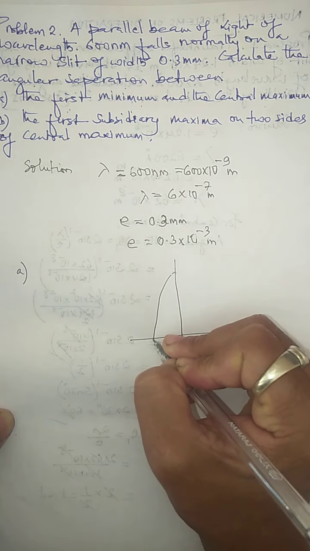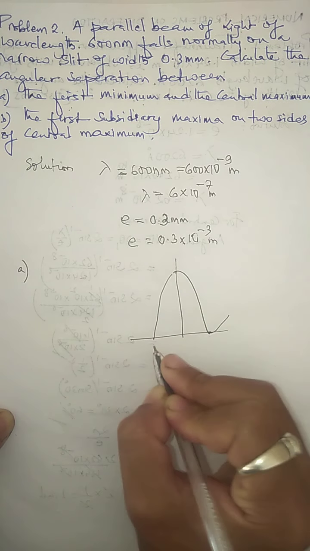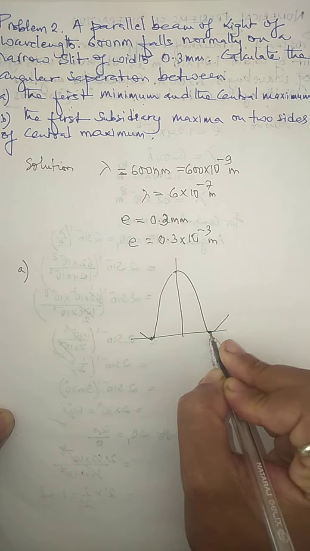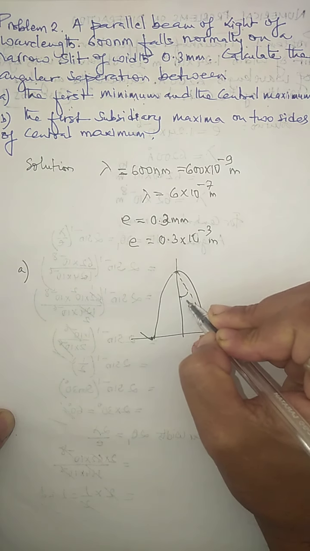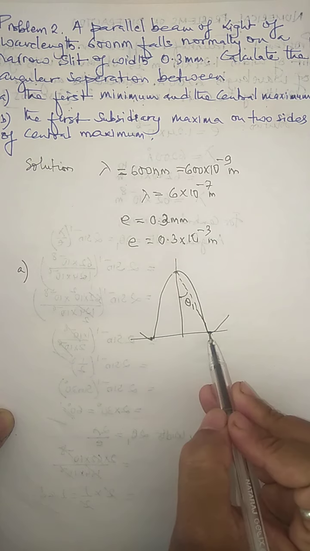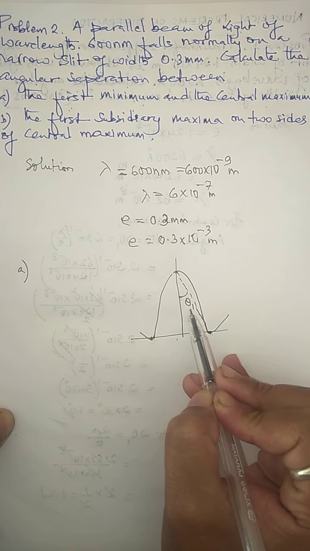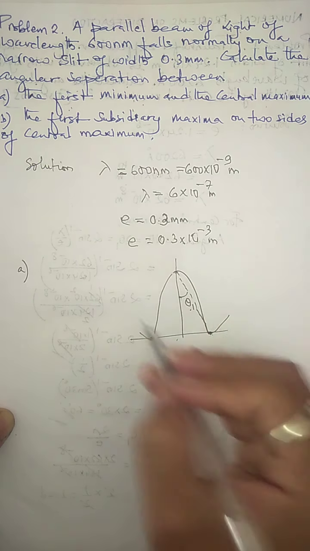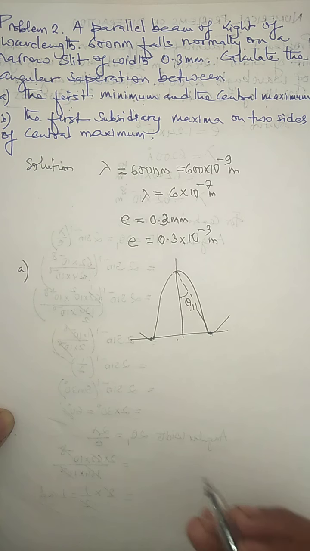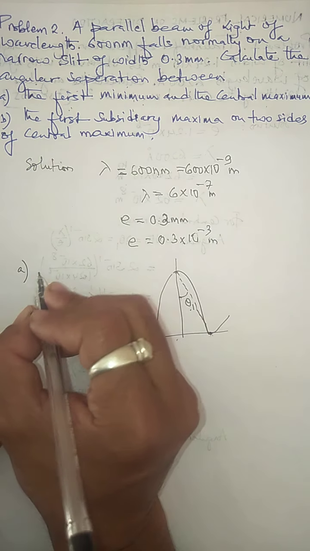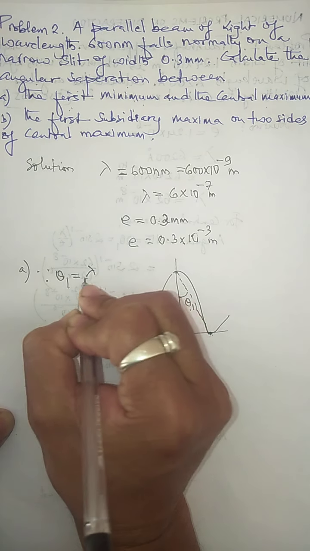You know this is the center maximum. Then we come to the first minimum. This is the first secondary minimum. This angle actually we need to calculate, and you know this angle is given by theta 1. The angle of separation between the first minimum and the center maximum is theta 1, that we need to calculate. Theta 1 is nothing but the half angular width. And we can calculate this in radian also, and the formula is theta 1 is simply lambda by e.